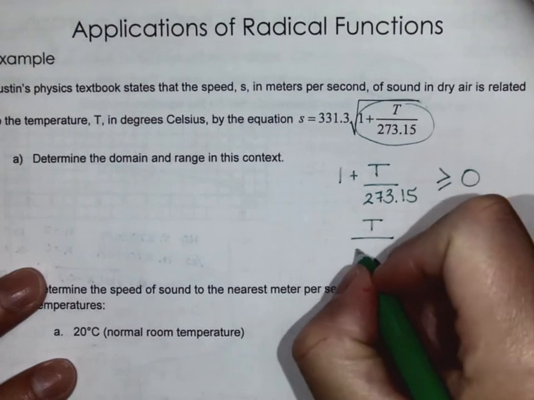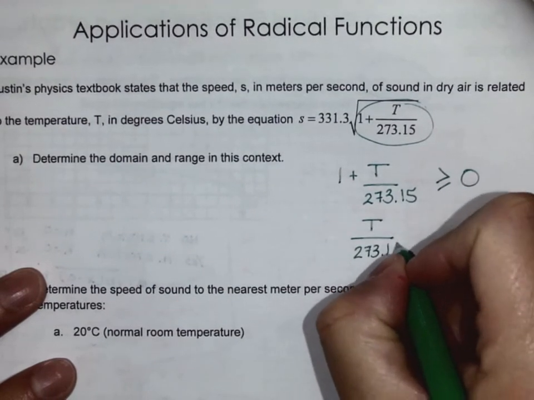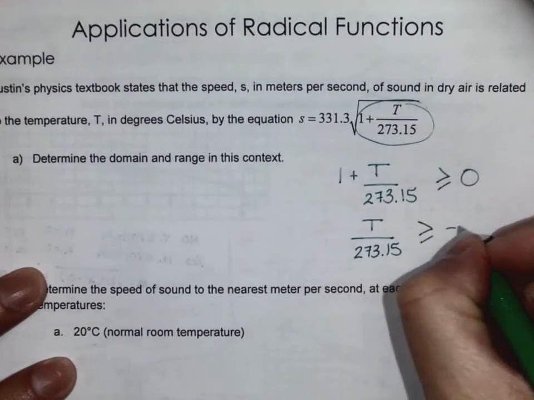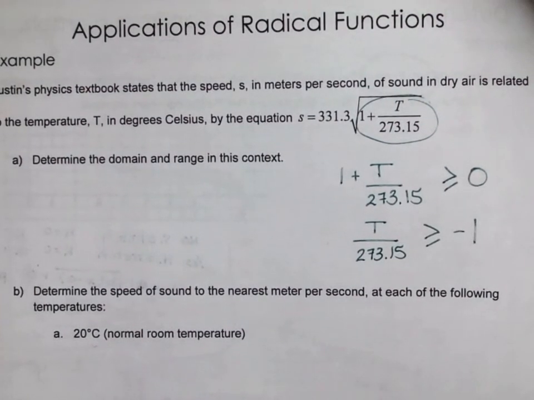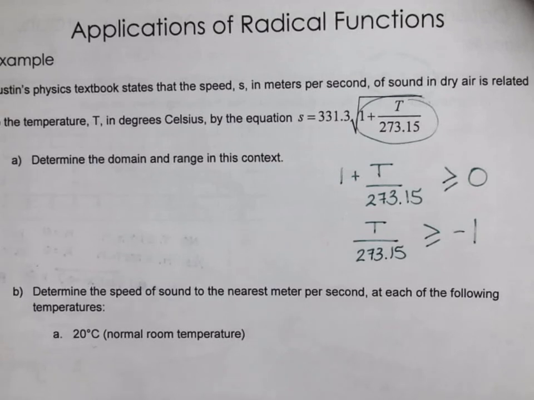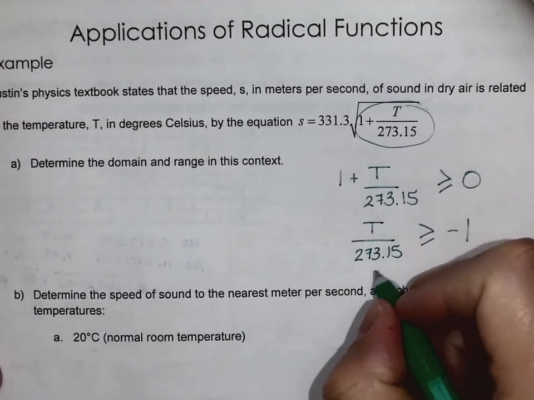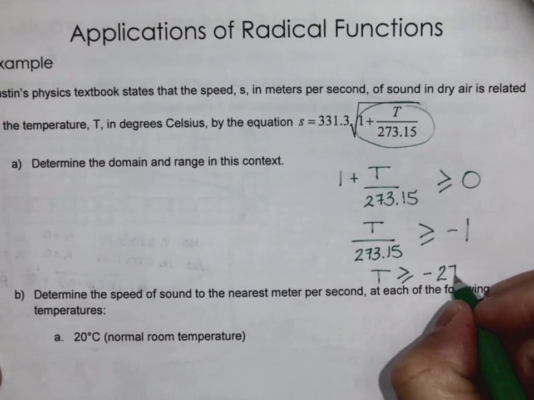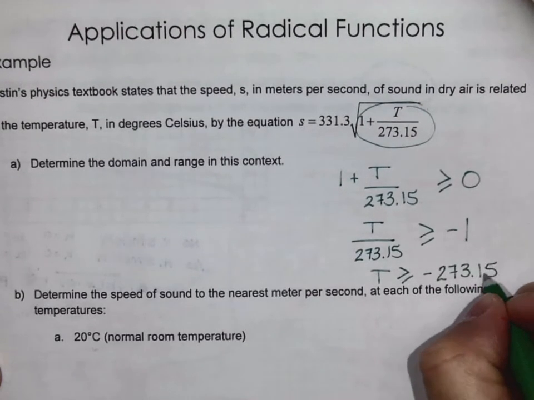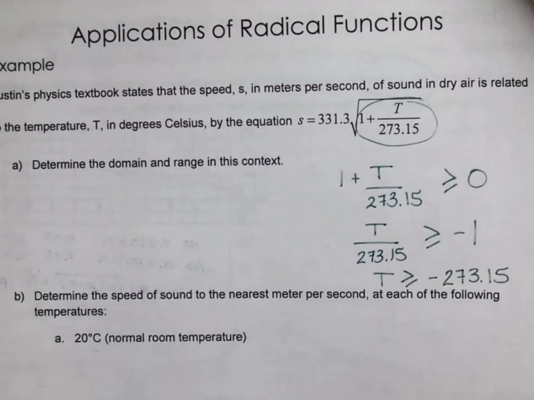So t over 273.15 is greater than or equal to -1. I've transported it. It's teleported to the other side. Okay, how do I solve for t? Multiply both sides. So t has to be greater than or equal to -273.15. You have just found your domain.